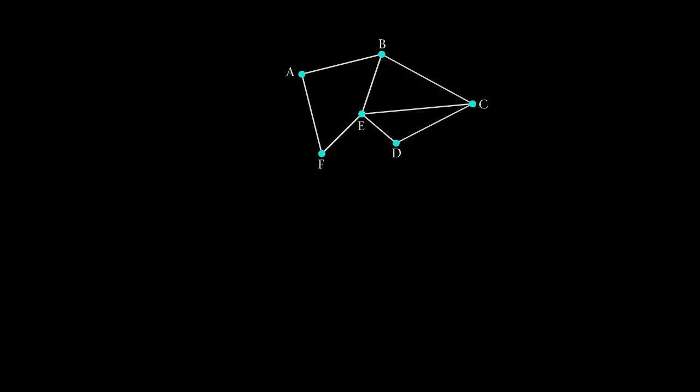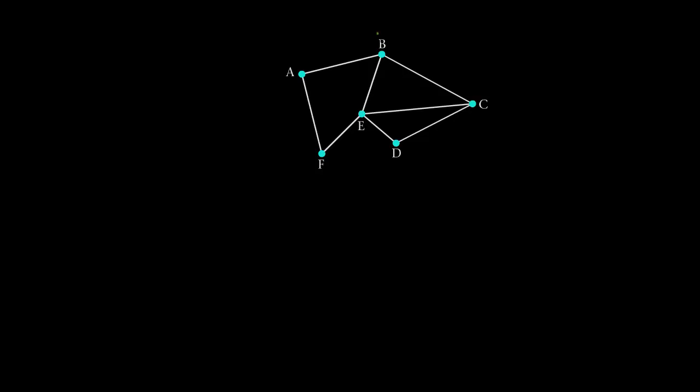So here we have another semi-Eulerian graph. We first have to figure out which are the two odd vertices. A has two arcs connected to it, so it's even. F has two arcs connected to it, that's also even. E has four arcs connected to it, that's also even. D has two arcs connected to it, that's also even.